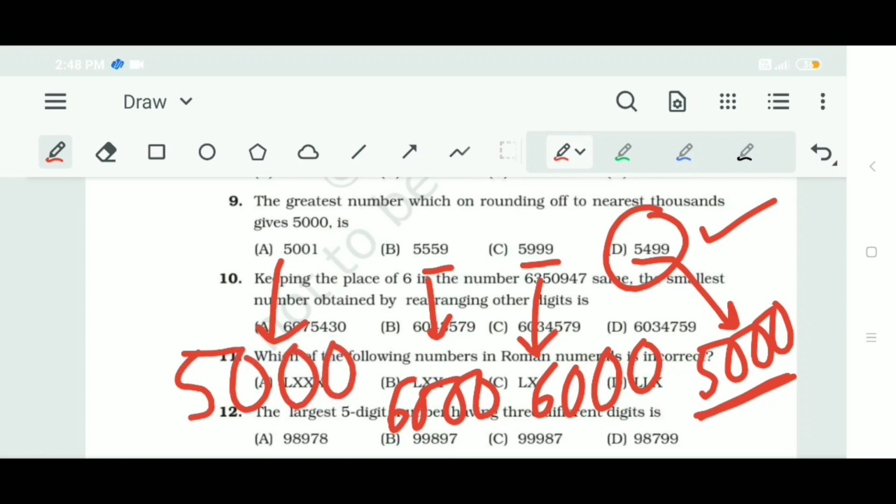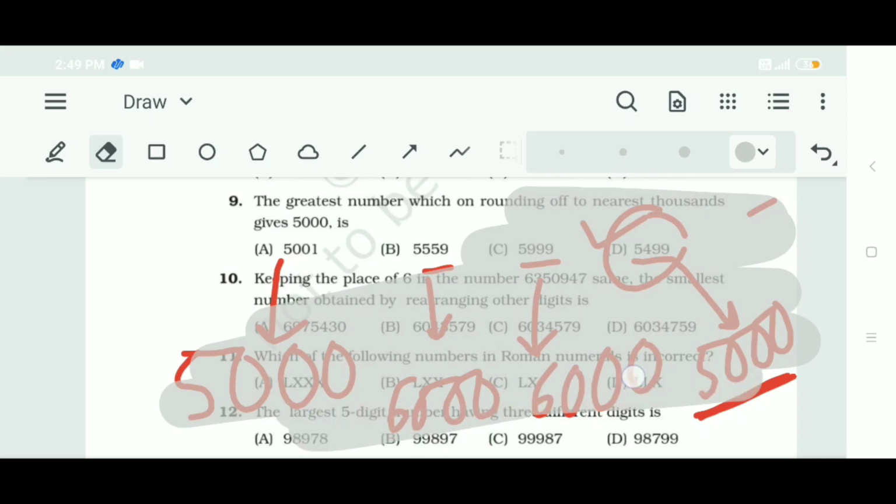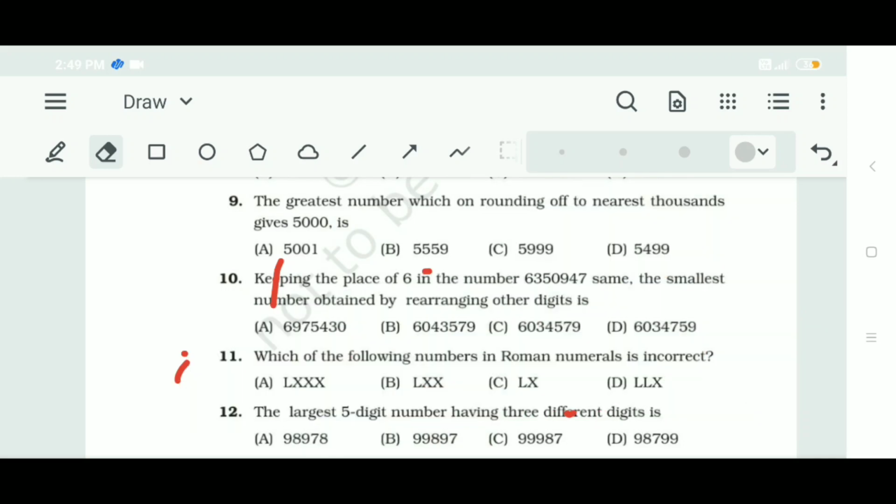Okay, but here in the question it is written you have to find the greatest number. So 5499 will be the greatest number, on which after rounding off to the nearest thousand will be 5000. Okay, so in this question 9, D is the correct answer. Let's do the next sum.